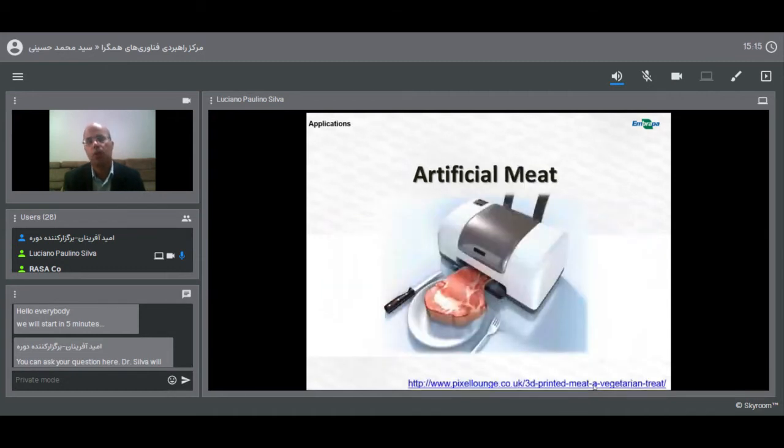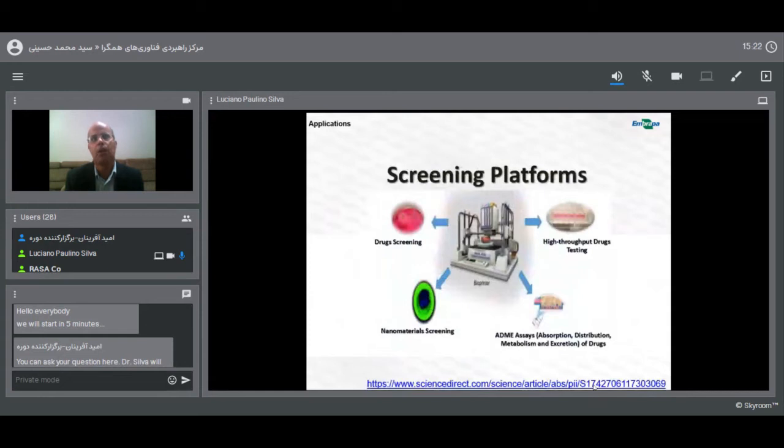We are also talking about the possibility of producing artificial meat and mainly about the development of screening platforms to perform drug screening, nanomaterials screening, high throughput drug testing, and also absorption, distribution, metabolism, and excretion of drugs assays.